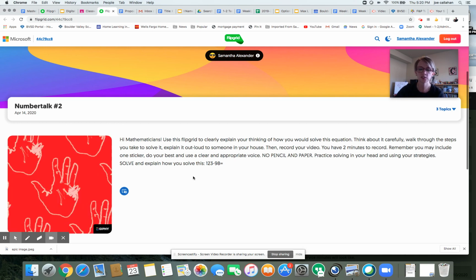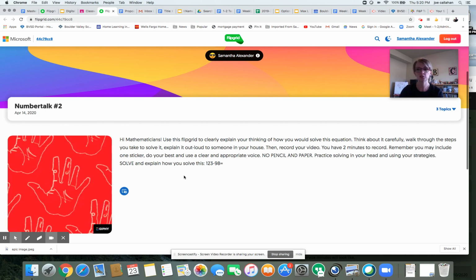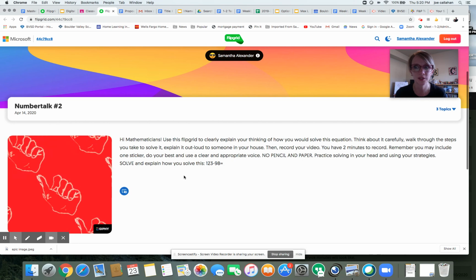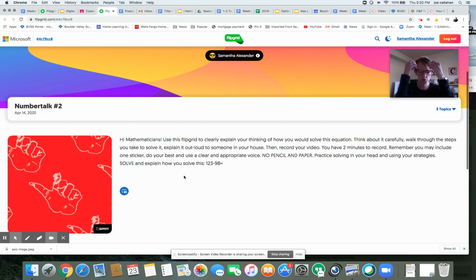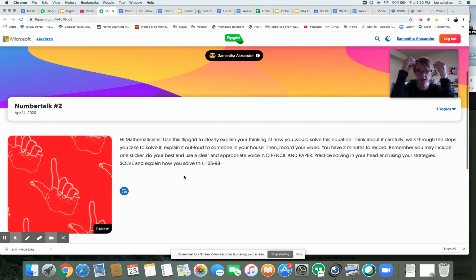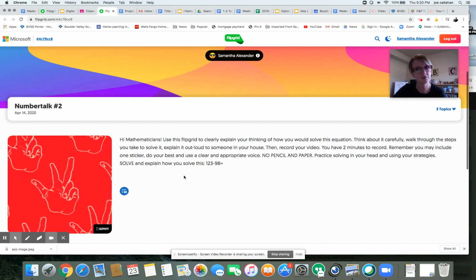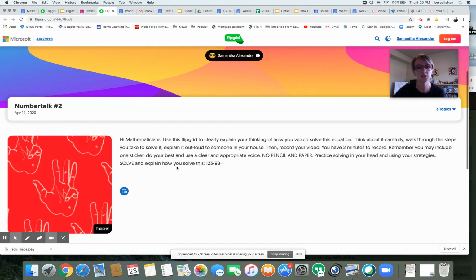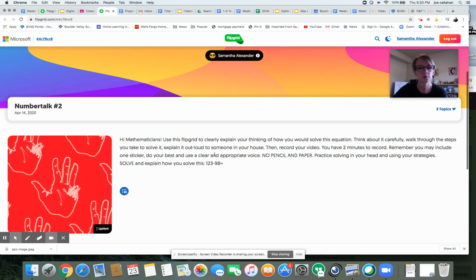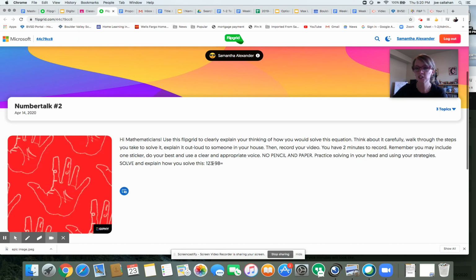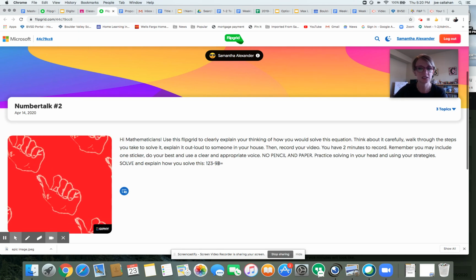Reread your directions carefully. Remember, the tricky part about mental math and number talks is no pencil and paper, because we want to strengthen those flexible brain muscles back and forth in your head. I know it's tough, and the more you practice it, the easier it gets. So remember, your equation today is 123 minus 98.